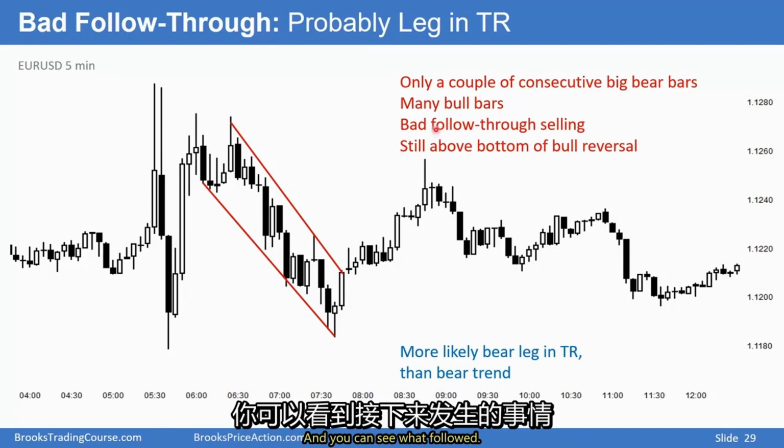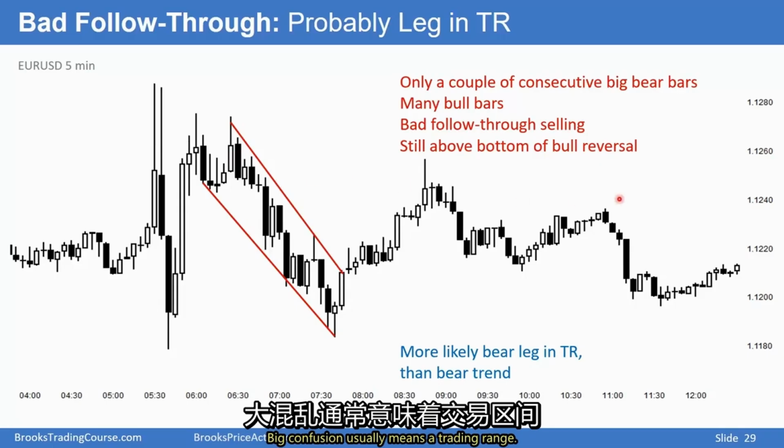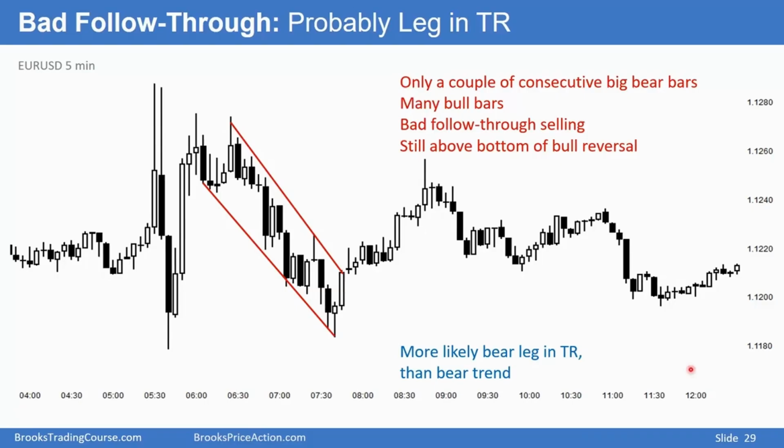And you can see what followed. We have big down, big up, big confusion, which usually means a trading range. We have big up and a very deep pullback, probably a trading range.